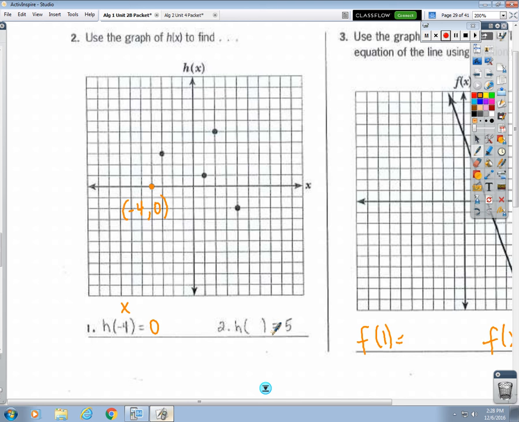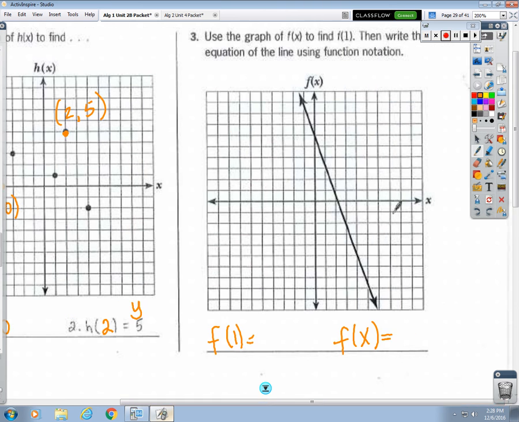Now I'm looking for a point that has a what? A y value of 5. So I need to go up the y to 5. So wouldn't that point have a y value of 5? What is its x value? 2. So h of 2 equals 5.